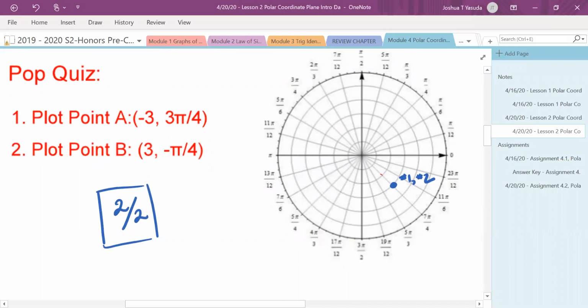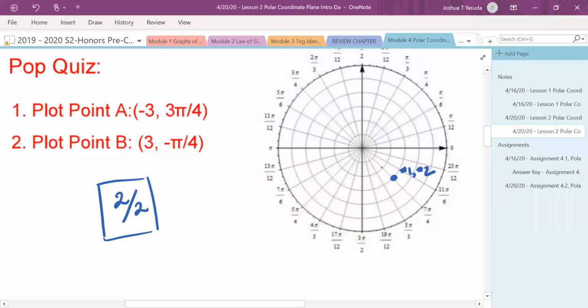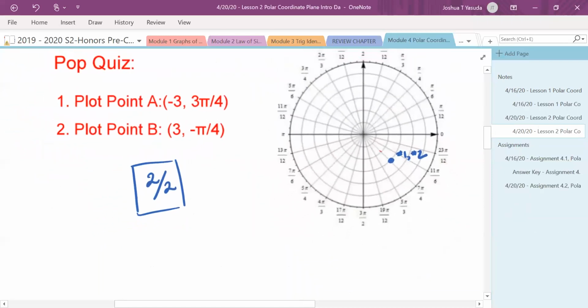Okay, quiz coming later this week. But anyway, hopefully you can plot those points.